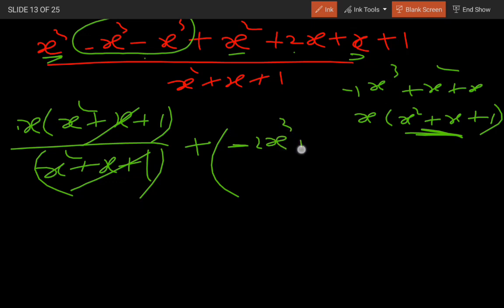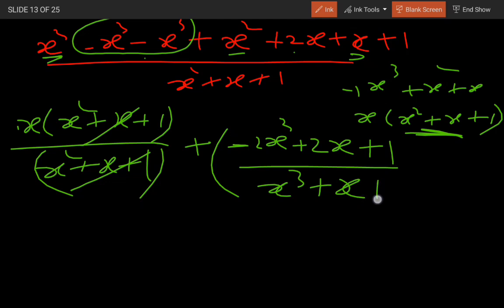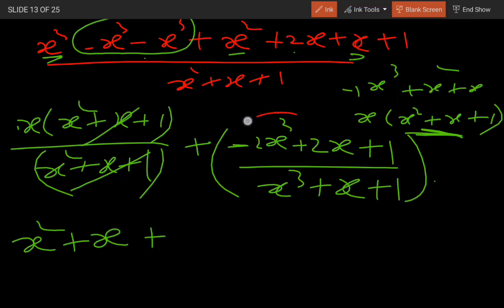And the remainder. I'm sorry, I made a mistake. Basically the division algorithm is dividend by divisor is equal to quotient plus remainder by divisor.